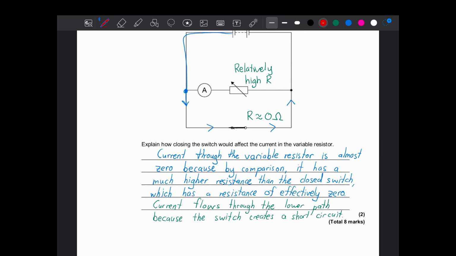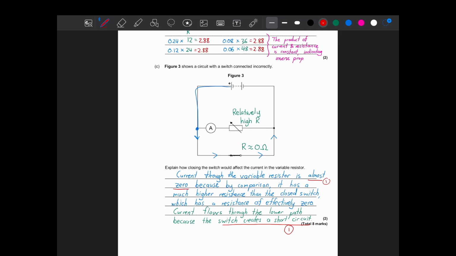But if you are marking your own work, these are the key points you had to include. You had to say that current becomes almost 0 going through the variable resistor. After all, that's what the question's asking. And you had to mention something along the lines of the switch creating a short circuit. So one mark over there and another mark over there. For that second mark, you could also say the potential difference across the variable resistor is 0, according to the mark scheme, but I'm not sure how you'd figure that out based on the question, to be honest. Let's move on.